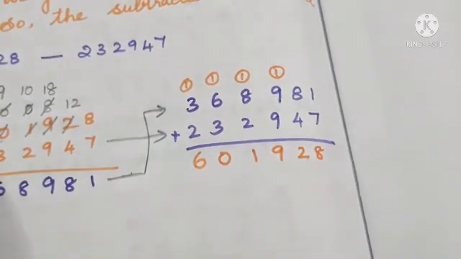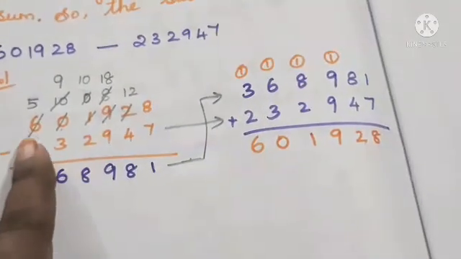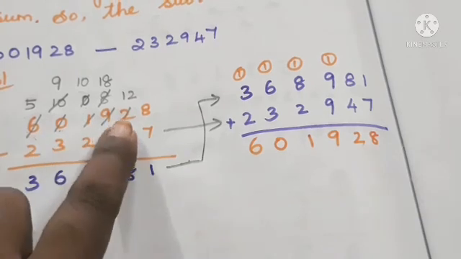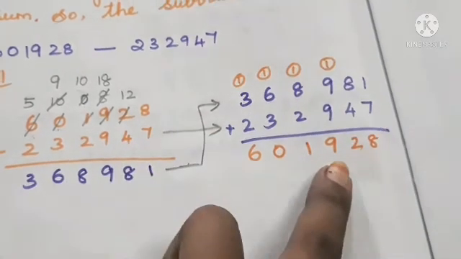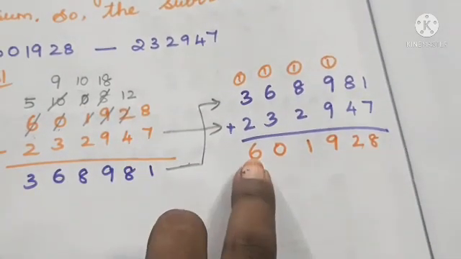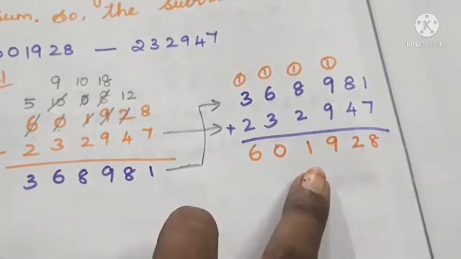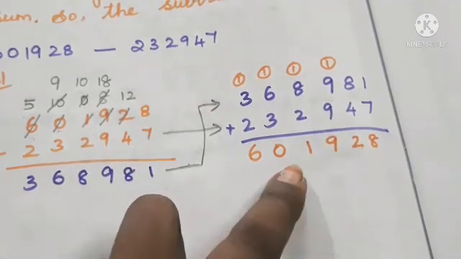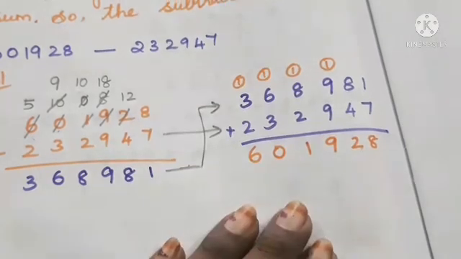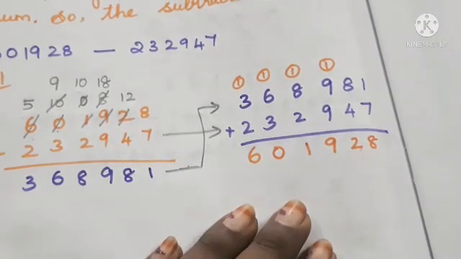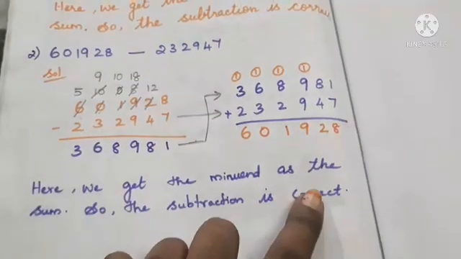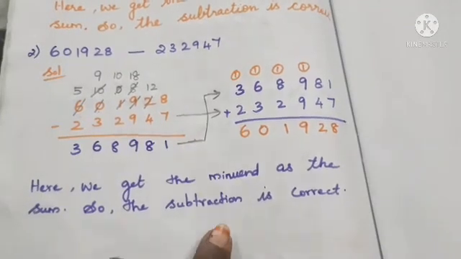Look at here now. We got the minuend. Look at here, the minuend, that is 601928. So now we got the sum as what? The minuend. We got the minuend as the sum, so our subtraction is correct. Here we get the minuend as the sum, so the subtraction is correct.